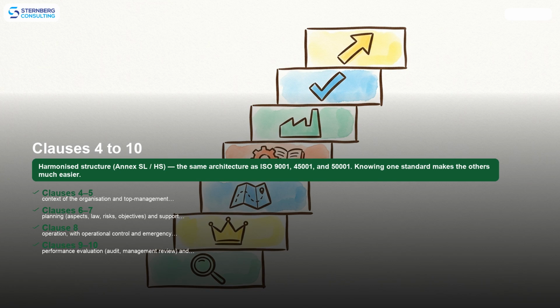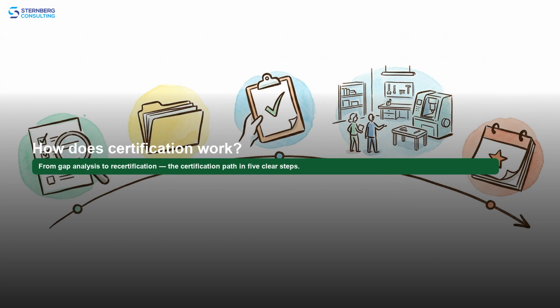Let us now look at the certification process. ISO 14001 certification follows a clearly structured path. We typically start with a gap analysis. Where does the organization stand today? Which requirements are already met? Where are the gaps? Then the organization builds the system. Environmental aspects are captured, processes documented, responsibilities defined. Before the external audit, we test the system through internal audits and make initial decisions in the management review.